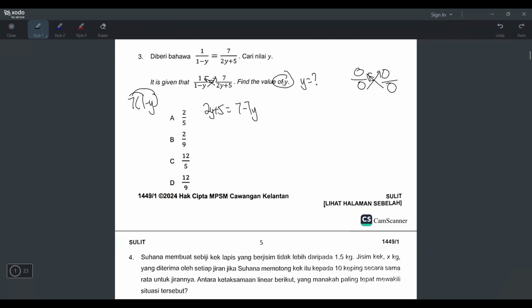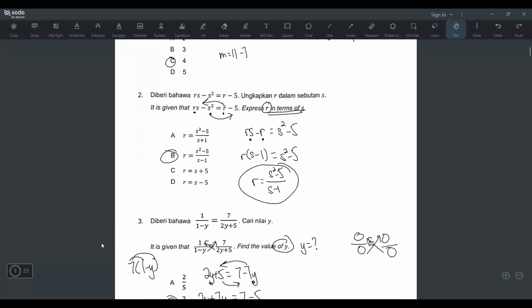Now I want to find y. So I will kumpulkan yang ada y on the same side. The 2y I will leave here, and the minus 7y I'll move over here because they both have y, so y dengan y boleh buat. Minus 7 pindah becomes plus 7. And yang tak ada y, I pindah sana. So the 7 will stay here, plus 5 moves there and becomes minus 5. Now y dengan y boleh buat, number dengan number boleh buat. So 2y plus 7y will be 9y. 7 minus 5 will be 2. So y will be 2 over 9. And the answer is B.